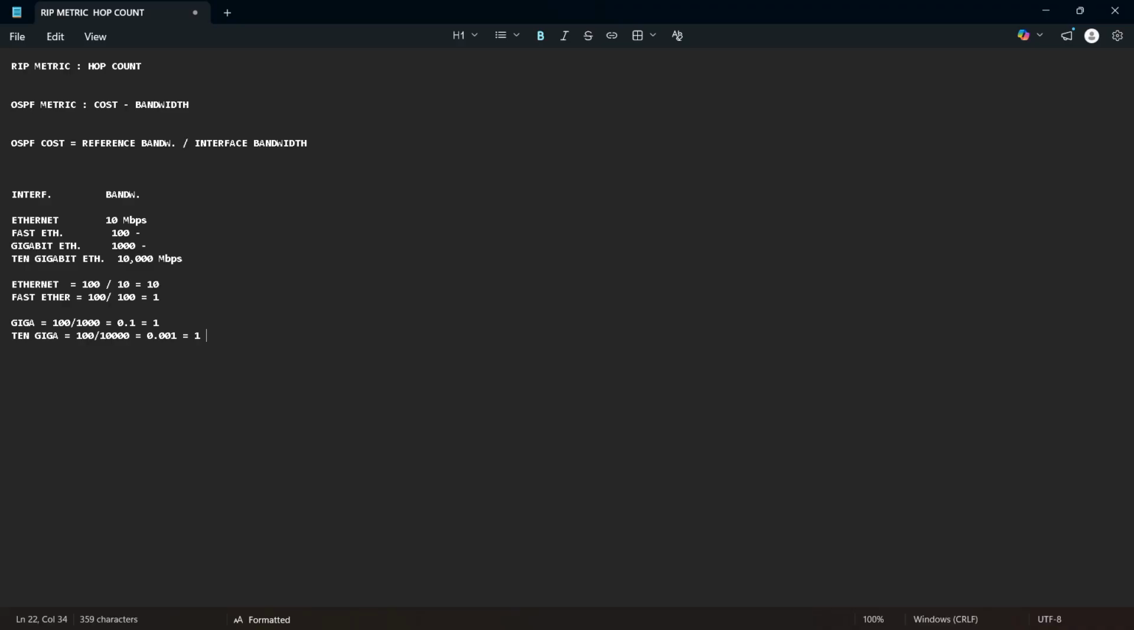So what we will do is adjust the reference bandwidth to 10,000 from 100. For that, the command is we'll go to router OSPF, let's suppose router ID is 10. We'll use the command auto-cost, and then reference-bandwidth, to be 10,000. Right? This is how we'll do it.